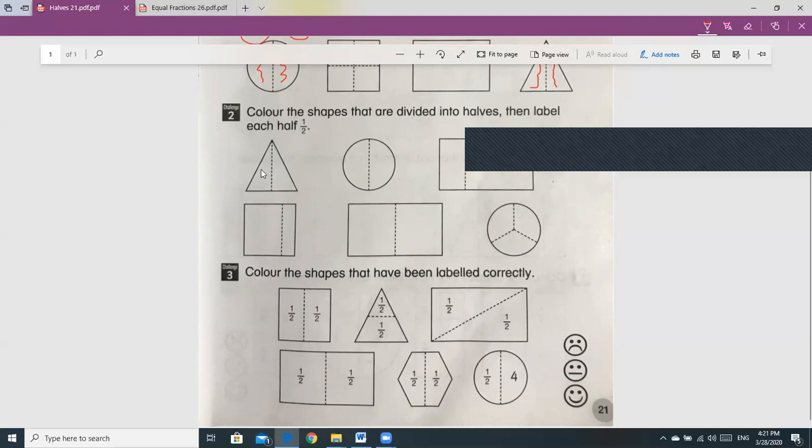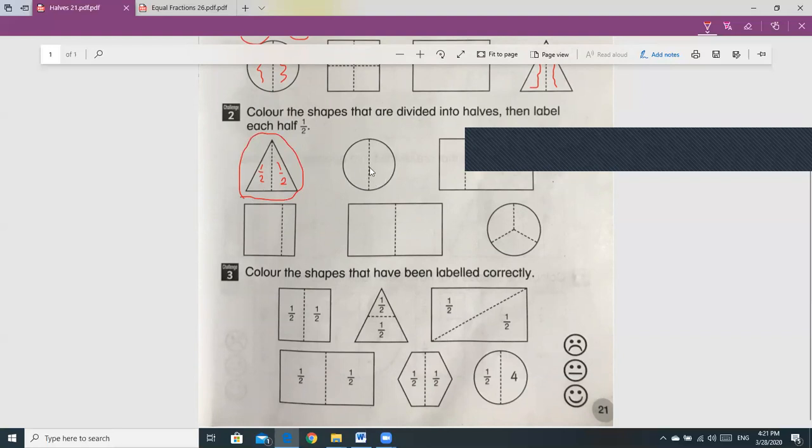Yes. And label them means I want you to write that this is half and this is half. I don't want you to color it. I want you only to circle it. Please don't color it, only circle, and write inside it half.